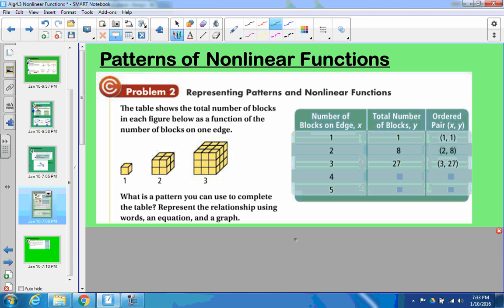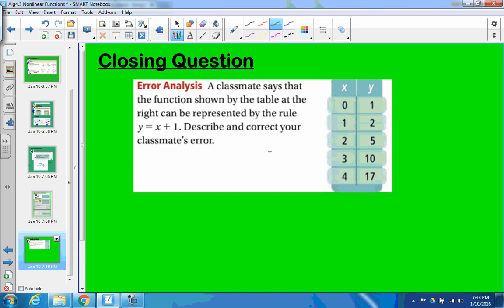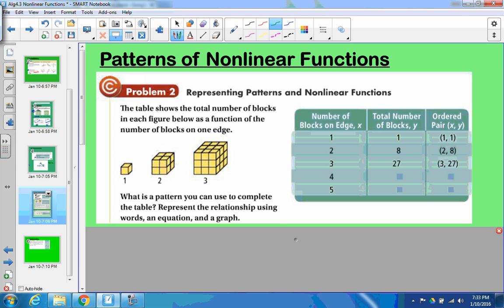So let's look at this. 1 block, and the side length would be 1. So then it's also written as an ordered pair over here. Number of blocks on the edge. We have 2 blocks on the edge, and we have 1, 2, 3, 4, 1, 2, 3, 4, and then 4 on the bottom. So it'd be 8 blocks total. For 3 blocks on one edge, it looks like there's 3, 9, 27 total. Now you can keep drawing this and draw it so that you have 4 blocks on the edge.